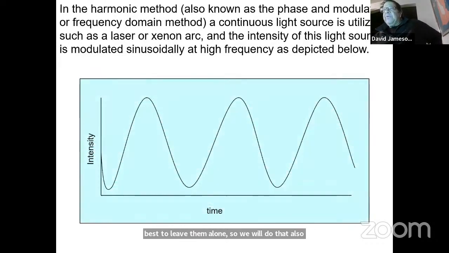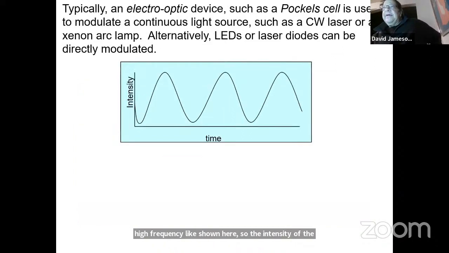Now, what about the frequency domain? Well, in the frequency domain, the exciting light is not given in short pulses. It's usually a continuous source where the intensity can be modulated sinusoidally at high frequency, like shown here. So the intensity of the exciting light will vary with time. We used to always illuminate with a continuous wave laser, and then use a device such as a Pockels cell to modulate the intensity. Nowadays, you have light emitting diodes or laser diodes that can be directly modulated, so we don't have to do that.